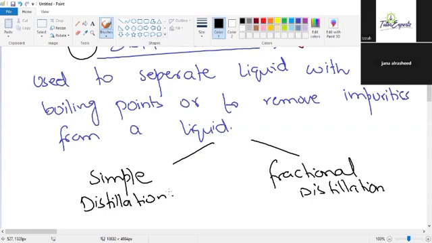Now we have fractional distillation. This is used for liquids with closely spaced boiling points, for example, liquids that have very near boiling points. Their boiling points are close to each other. So for that, a fractionating column is used to allow better separation of components.